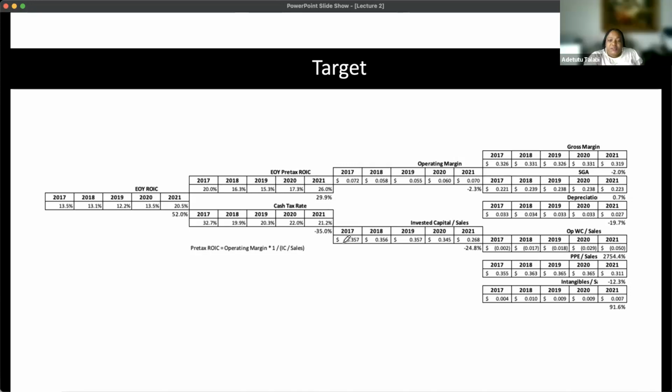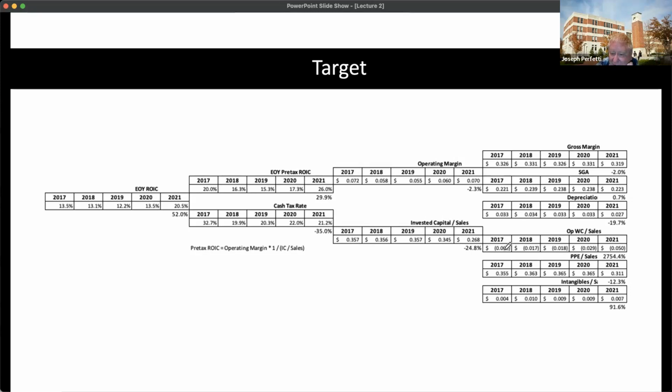The invested capital to sales: they're spending a lot less capital to drive sales, 36 cents to 27 cents. They knocked 9 cents per dollar out of their balance sheet spending per dollar of sales. Let's look at the balance sheet. How did they save capital?